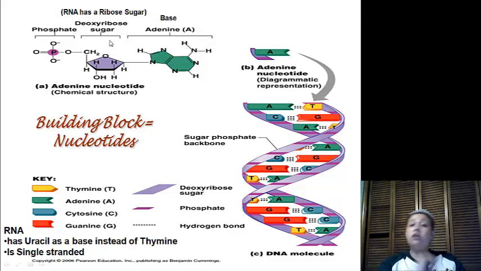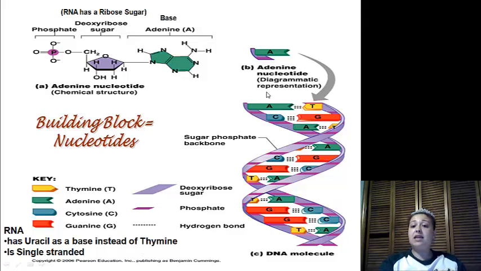Now, depending on what sugar that is, it's going to depend on if it's DNA or RNA. If it's deoxyribose sugar, then it's going to be DNA, deoxy for DNA. Now, if it's a ribose sugar, then it's going to be RNA, ribose for RNA. The other thing is the bases. We have 5 bases, 4 in DNA, and then we take one away and add a new one for RNA. Now, in DNA, we've got thymine, adenine, cytosine, and guanine. Now, when we switch to RNA, we have uracil instead of the thymine.